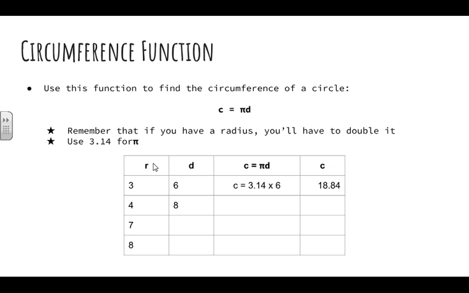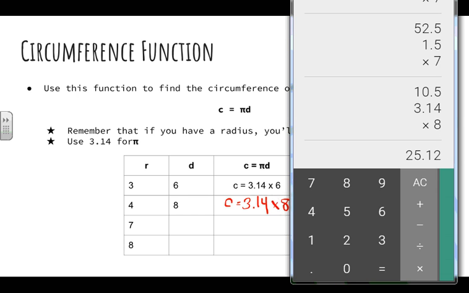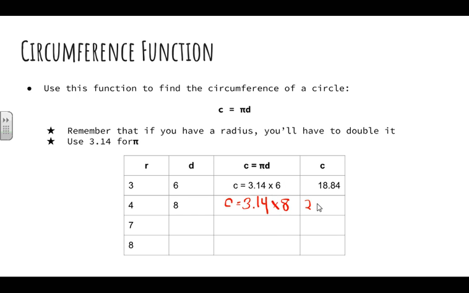So in my table, I have a circle with a radius of 3, which automatically gives it a diameter of 6. If I plug that into my formula, I get c equals 3.14 times 6. My circumference is 18.84. Here I have a circle with a radius of 4, which makes my diameter 8. So c equals 3.14 times 8. I multiply that and get a circumference of 25.12.